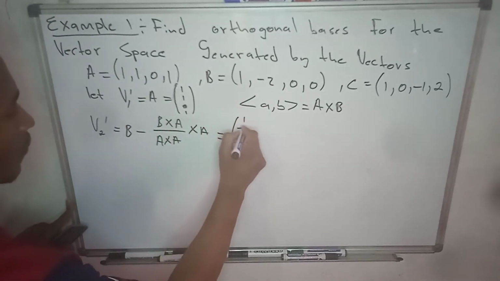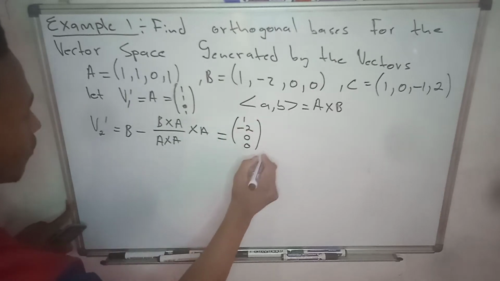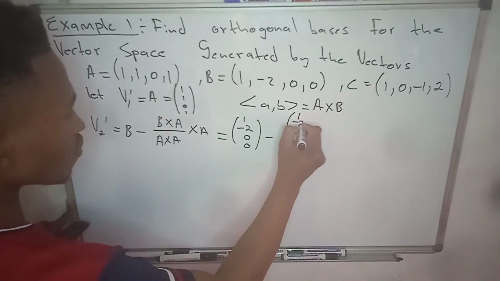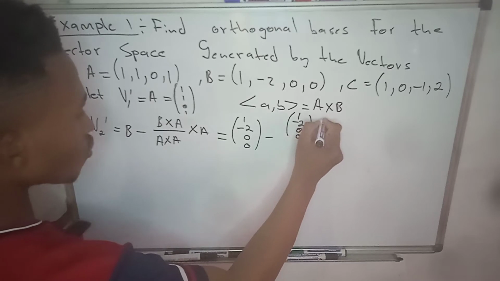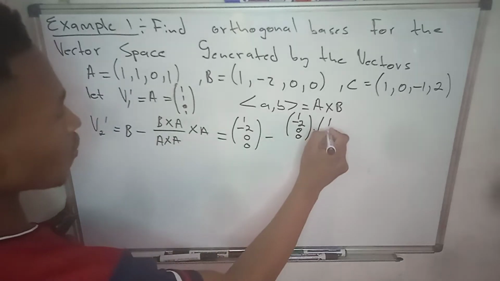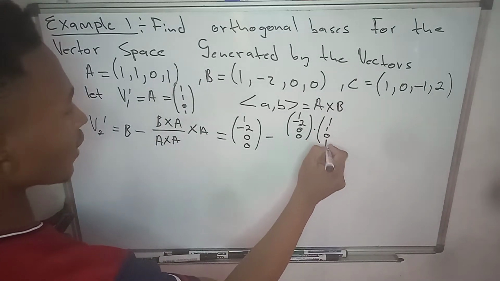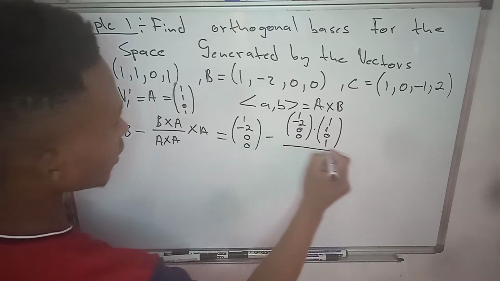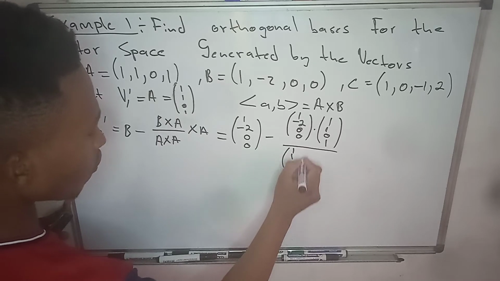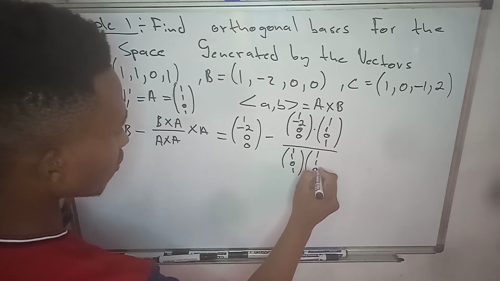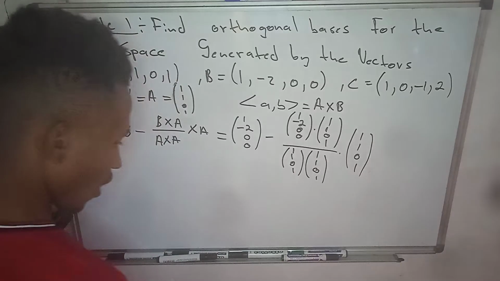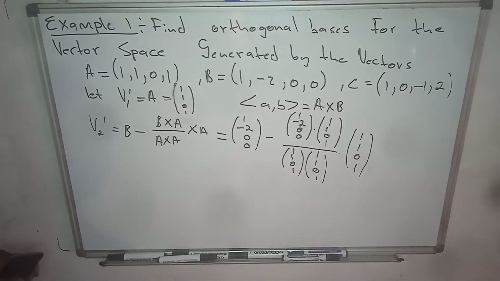Our B is 1, minus 2, 0 and 0, minus B again, which is just the same as 1, minus 2, 0 and 0. But we multiply by what? By A. But what is A? A is 1, 1, 0 and 1. Sorry. So even here it is going to be 1, 1, 0 and 1, and even here 1, 1, 0 and 1. Even here we multiply by 1, 1, 0 and 1, according to our formula.